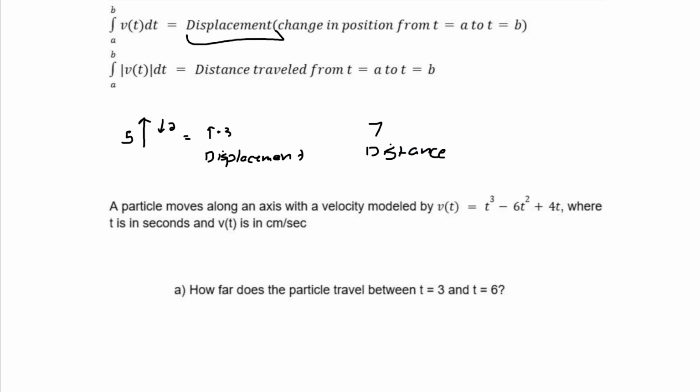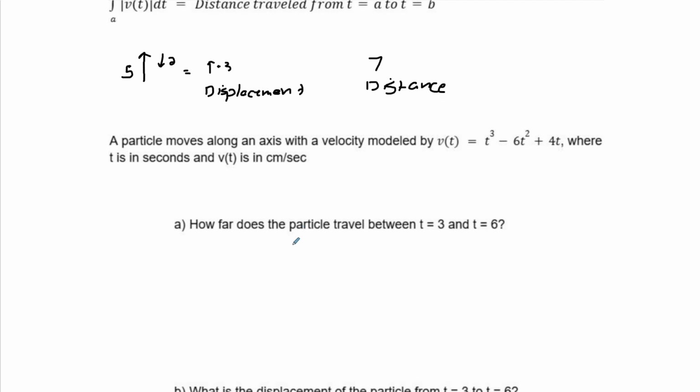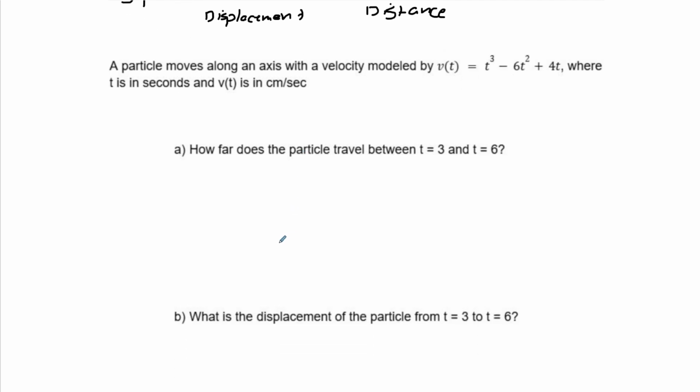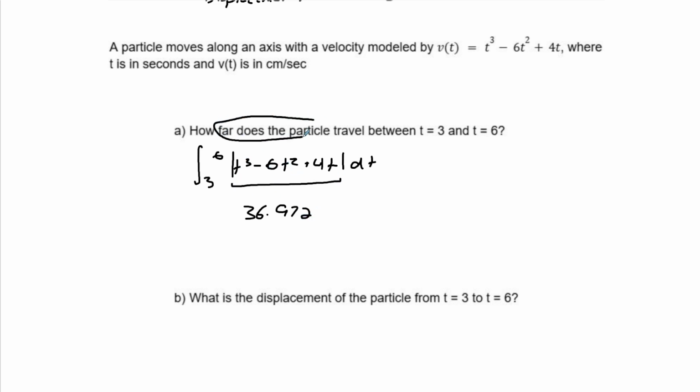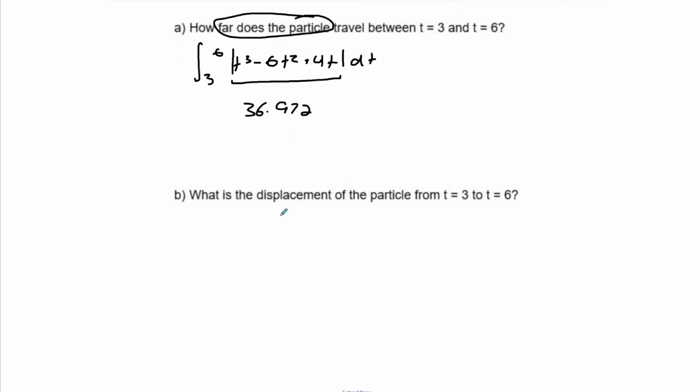So here we're asked, a particle moves along the x axis with a velocity modeled by t cubed minus 6t squared plus 4t, where t is in seconds and v of t is in centimeters per second. We're then asked, how far does the particle travel between t equals 3 and t equals 6? So here all we need to do is evaluate the integral from 3 to 6 of the absolute value of t cubed minus 6t squared plus 4t dt. And so we would put that into a calculator, and we are going to get 36.972. Now keep in mind, we have to have that absolute value because we're asked how far does it travel, not the displacement. We are asked how far does it travel in total.